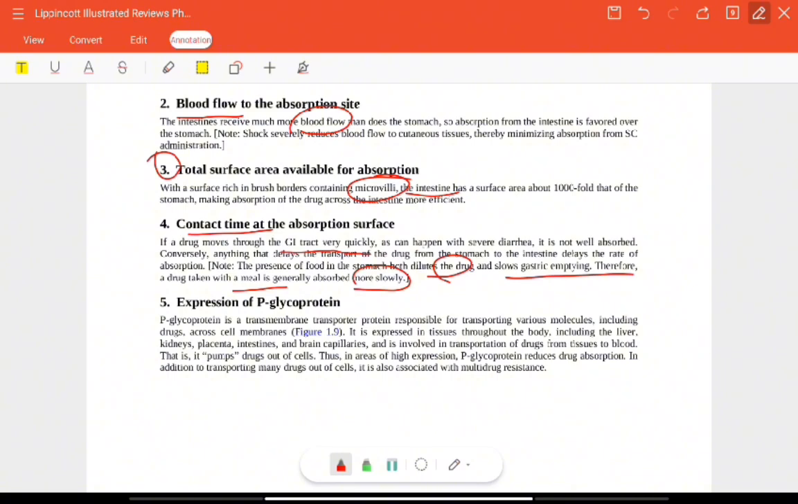The last is expression of P-glycoprotein. It is a transmembrane transporter protein which is responsible for transporting various molecules, drugs across the cell membrane. It is expressed in the tissues throughout the body. It is involved in the transportation of the drugs from tissues to the blood. It mainly pumps the drug out of the cells. Thus, if you have more P-glycoprotein in some areas, it reduces the drug absorption.